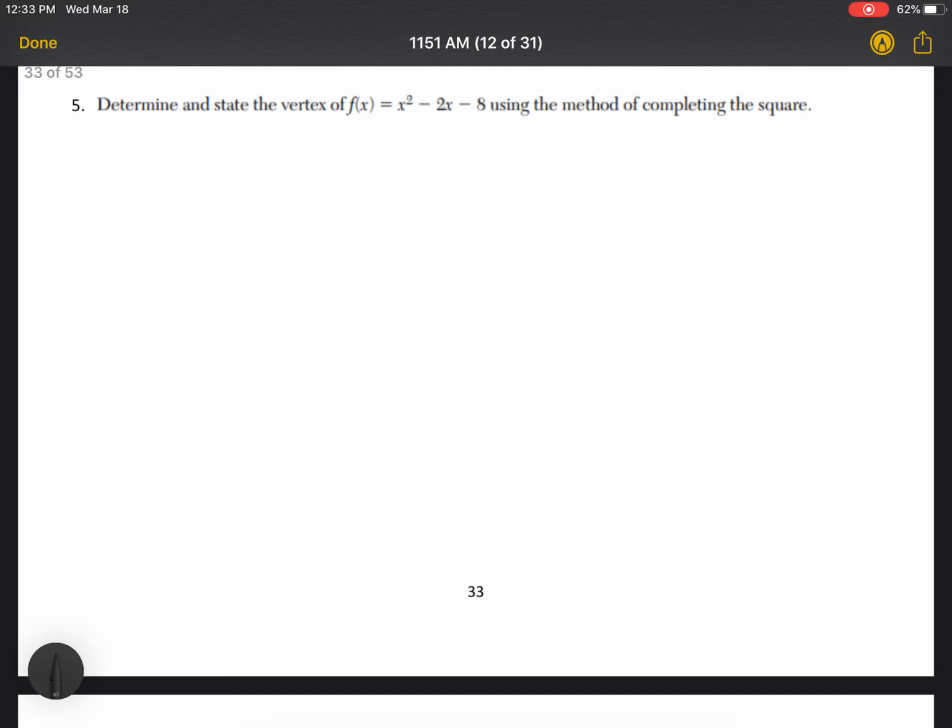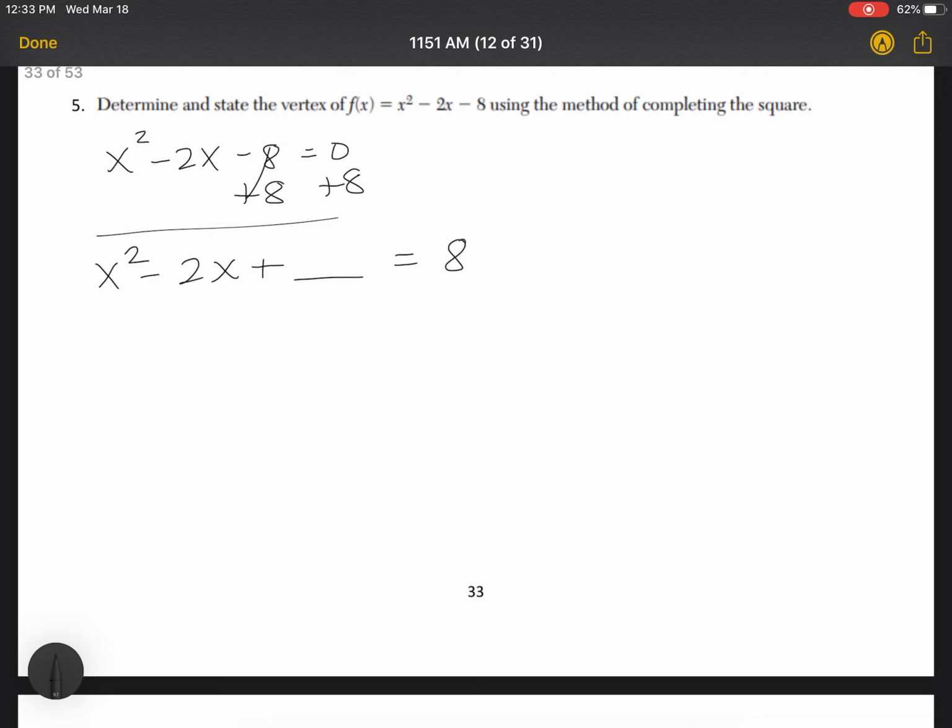Okay, last one, number 5. Determine and state the vertex using the method of completing the square. So we're going to start doing completing the square until we kind of get to that vertex form. First thing I'm going to do is set this equal to 0, so we can start completing the square. First thing is add the 8 to both sides. Get that constant to the right-hand side. I'm going to leave room for that value I'm going to add to both sides.